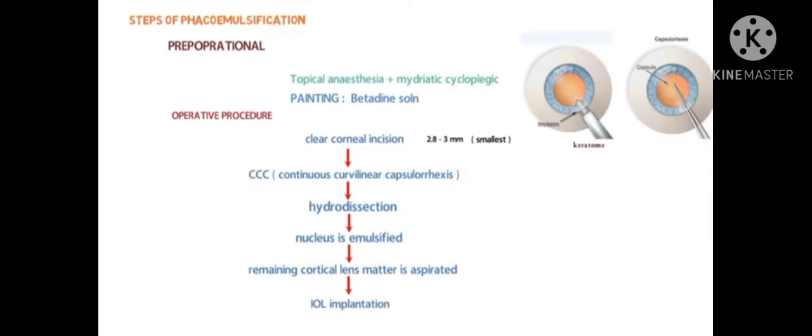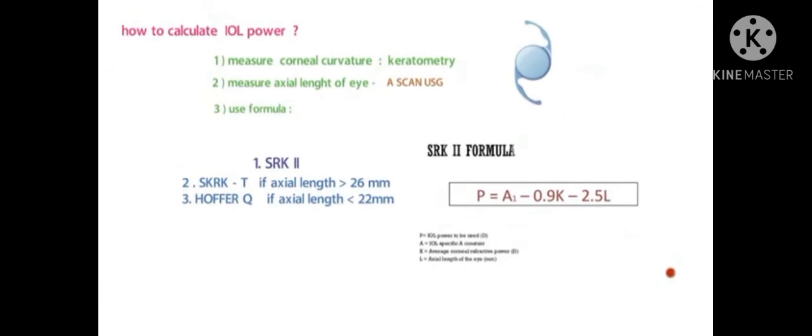And then after phacoemulsification, we discussed how to calculate the power of intraocular lenses, in which we discussed the SRK formula 2, which is most commonly used, and we can use other formulas like SRK/T and Hoffer Q formula. So this is all about the management of cataract surgery.